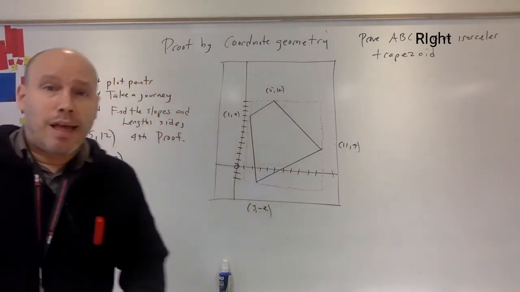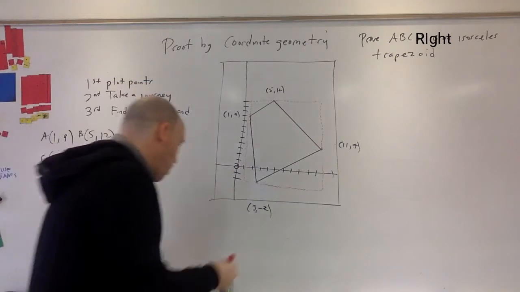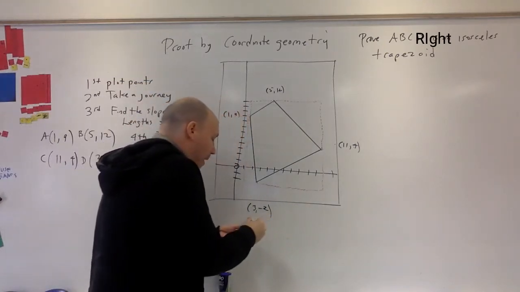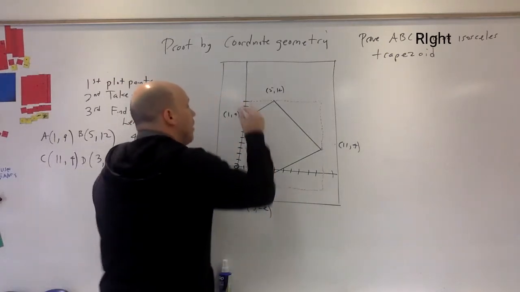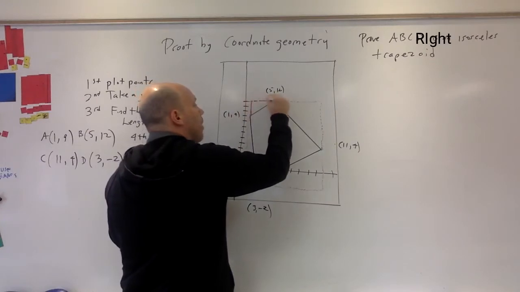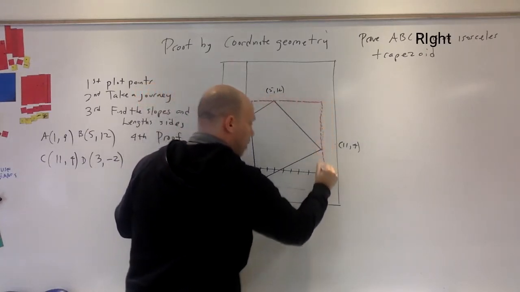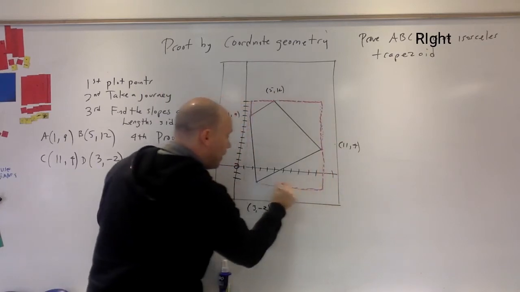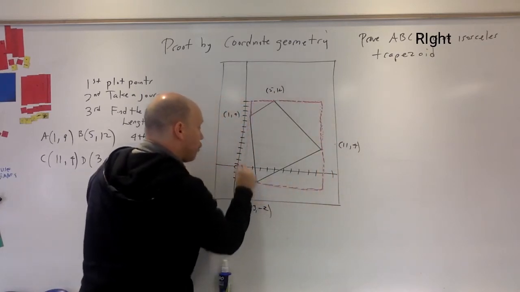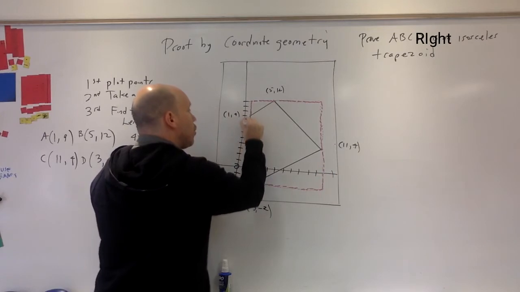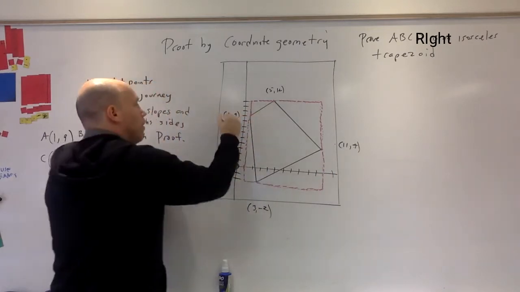Okay, let's identify this journey. Let me use the pink pen. Usually I use red, but pink is much better. Okay, I figured this out. So the idea is you're just counting squares. That's it. You're just counting squares.